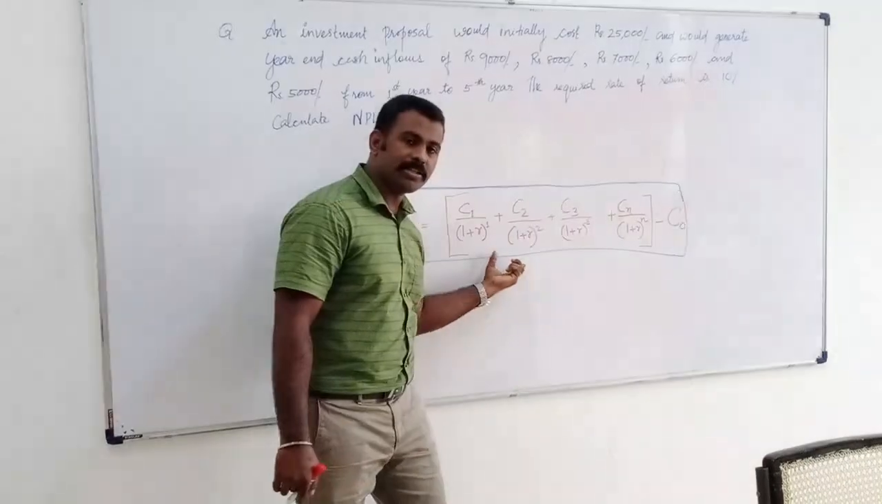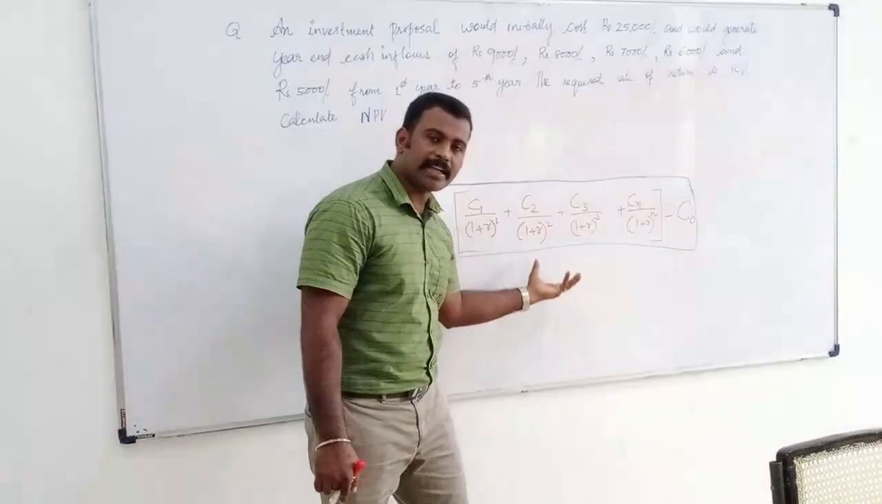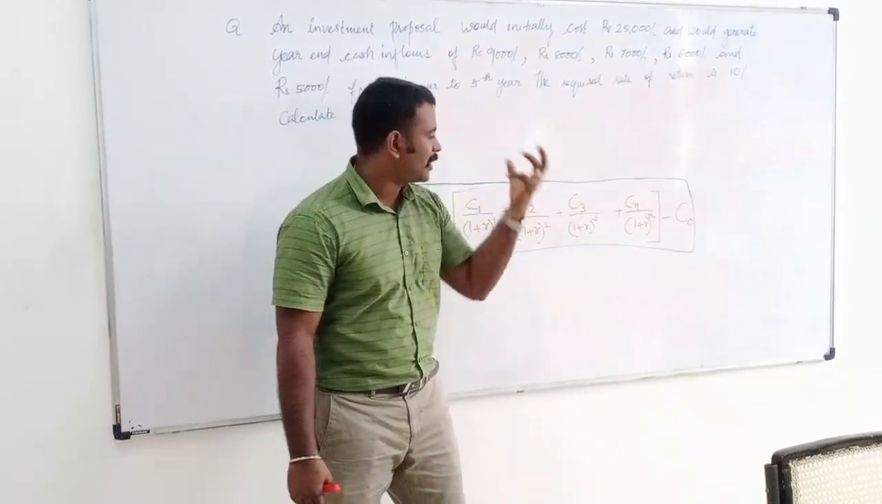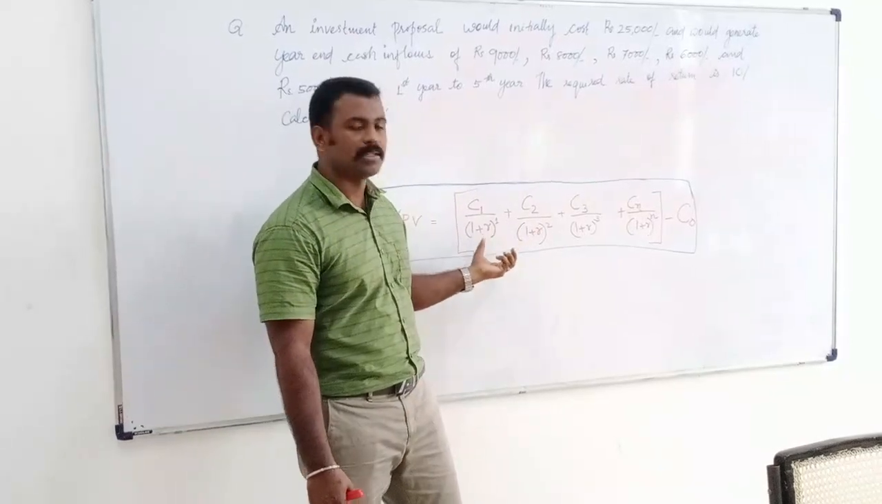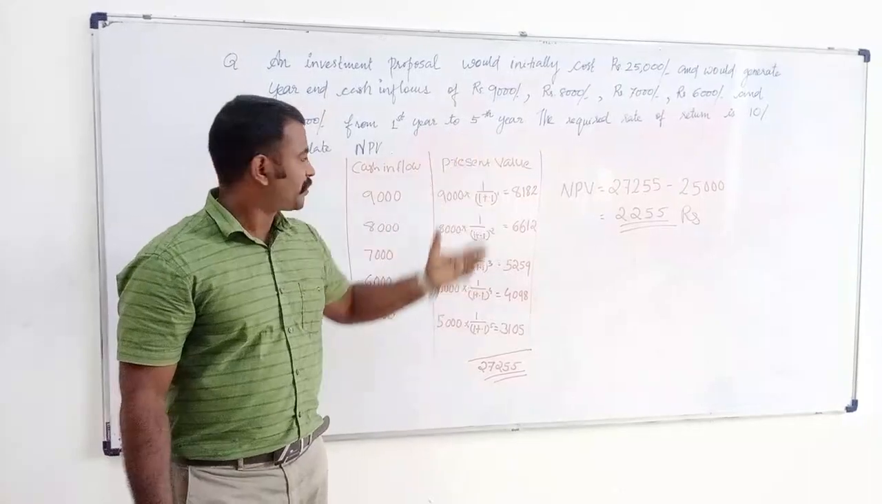If we get a positive value, we will accept the project. If we get a negative value, we will reject the project. That is the logic behind the net present value method. Let's move to the calculation part of this question.